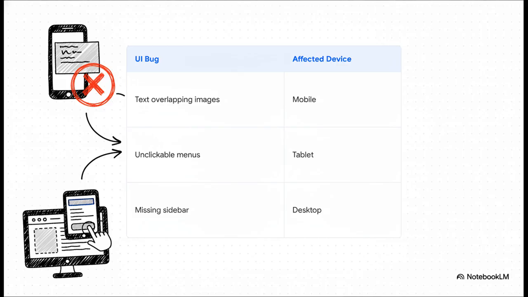And this brilliantly illustrates the exact kinds of bugs you're going to be hunting for across all different screen sizes. On mobile, a super common UI bug is text overlapping product images just because the screen is narrow. On a tablet, an interactive drop-down menu might suddenly become unclickable because it was designed for a mouse hover, not a touchscreen tap. And on a desktop, you might even find a missing sidebar navigation. We have to ensure the experience is totally seamless everywhere.